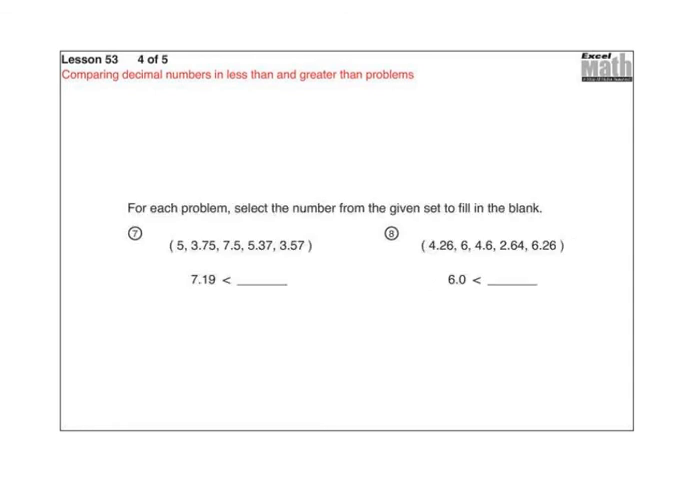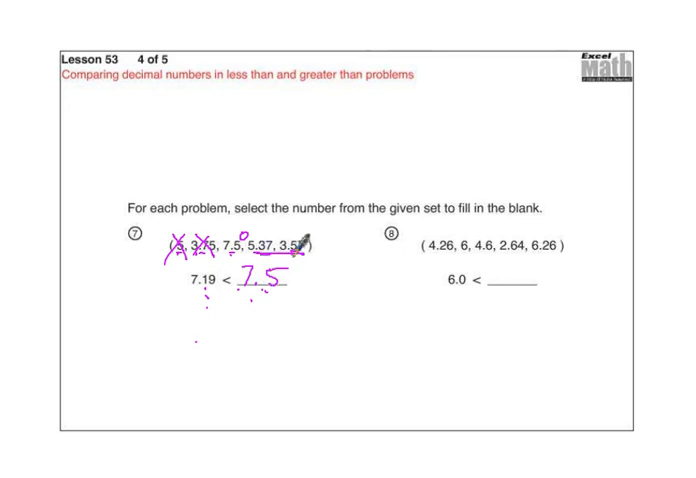All right, it says for each problem, select the number from the given set to fill in the blank. So we're going to pick from these numbers here, and whichever number goes there. Now we're looking for the number that's larger than 7.19. Is 5 bigger than 7.19? No, it's not. Is 3.75 larger? No. Is 7.5 larger? Yes, it is, because 7.5 is the same thing as 7.50, and 50 is larger than 19. So that's the one we're looking for.